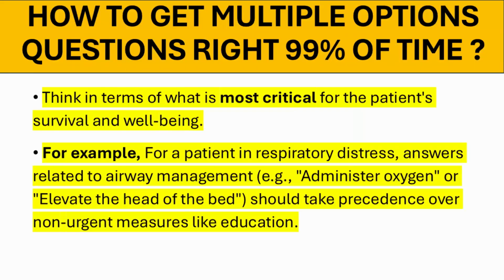Let's see the next strategy. Use knowledge of nursing priorities. Think in terms of what is most critical for the patient's survival and well-being. For example, for a patient in respiratory distress, answers related to airway management, administer oxygen or elevate the head of the bed, should take precedence over non-urgent measures like education.